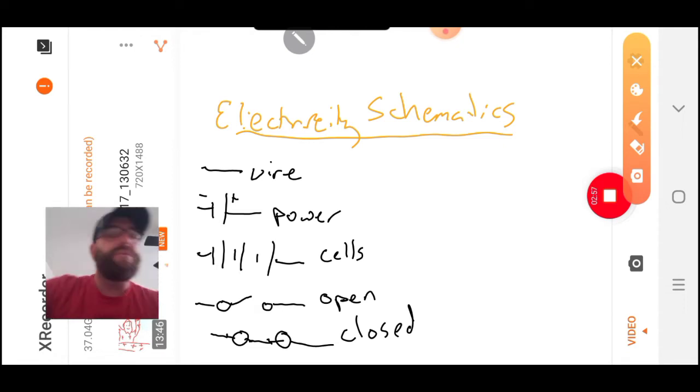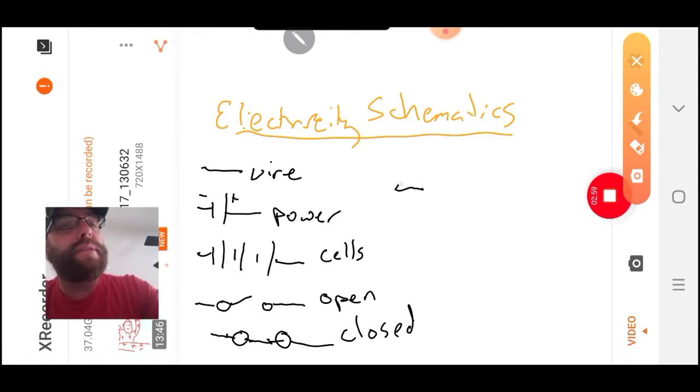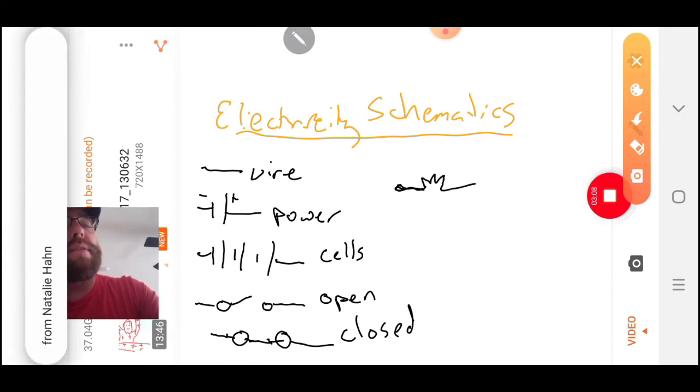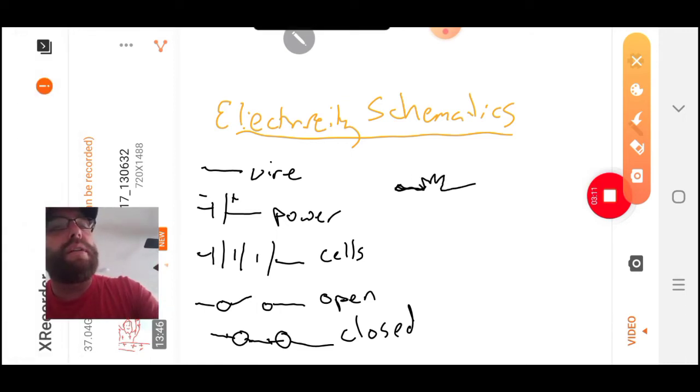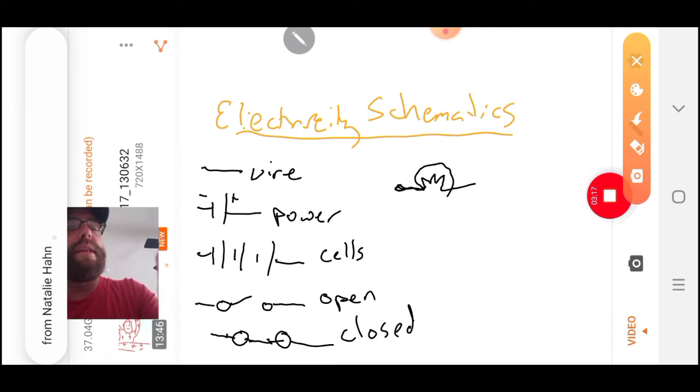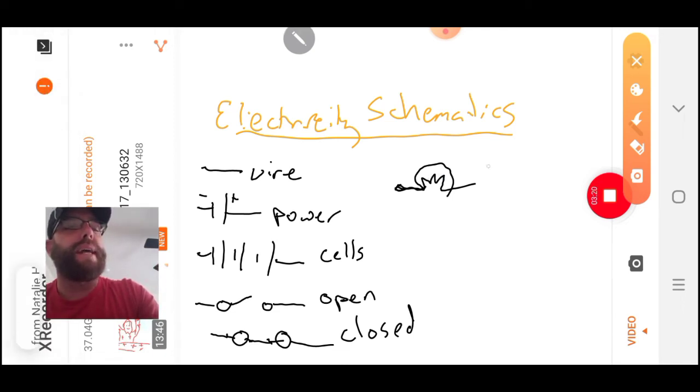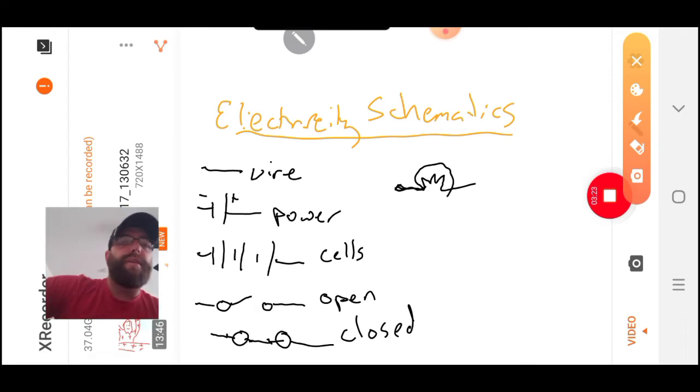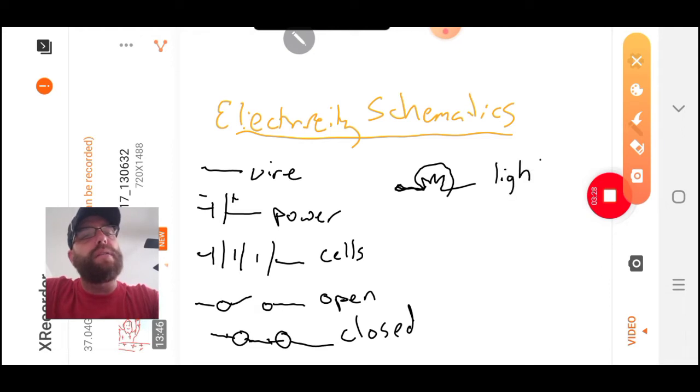The next one is a light, and there's a few different ways people write this. That's a straight line, and usually it's going to have something like this and a little bulb around it. That represents the glass, the globe around the light, and the little jagged lines in there represent the filament. That's probably not super well drawn. More like that. All right, so that would be a light.